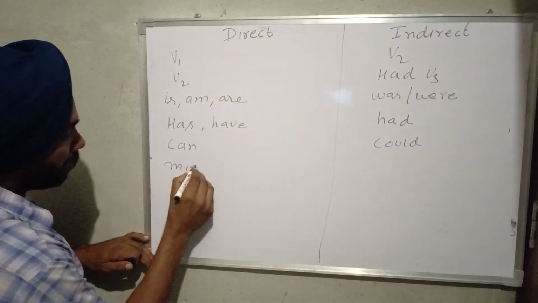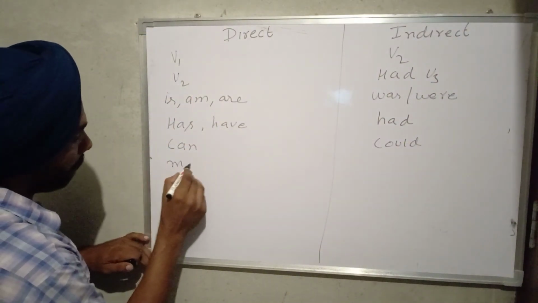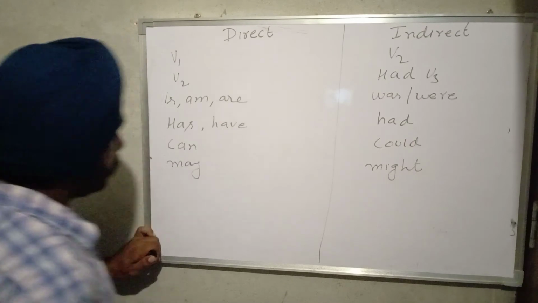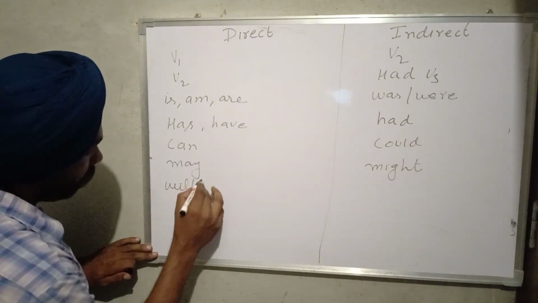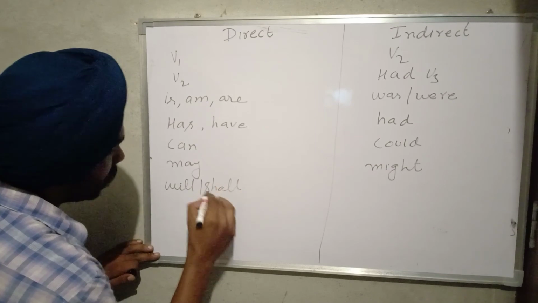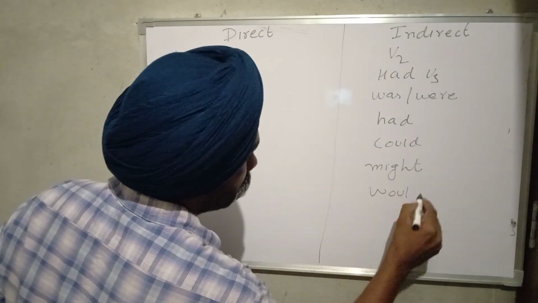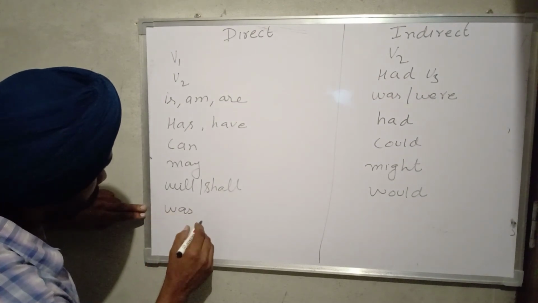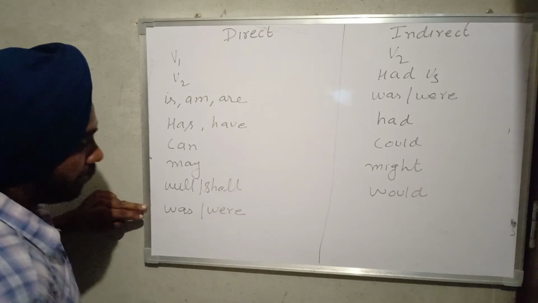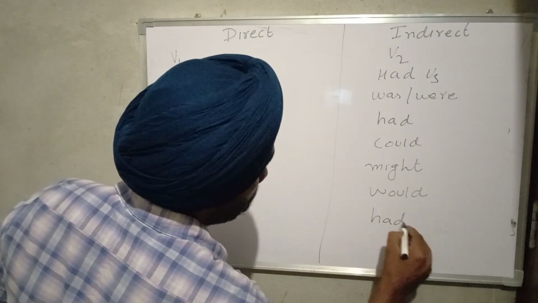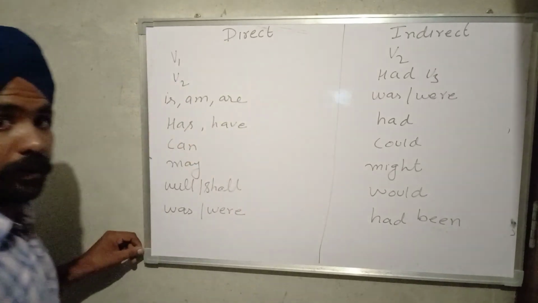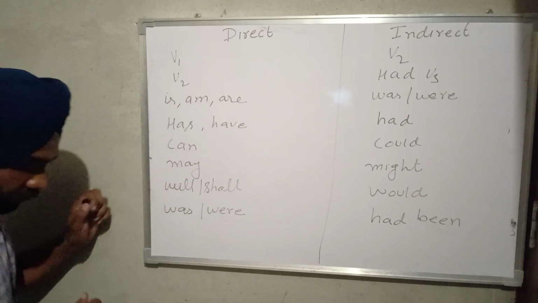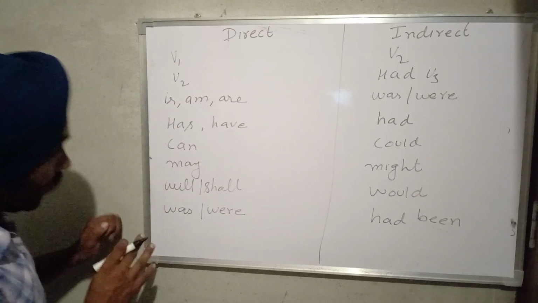If we have may, it changes into might. If we have will or shall, it changes into would. And if we have was or were, it changes into had been. So these are the changes we need to understand and keep in mind.